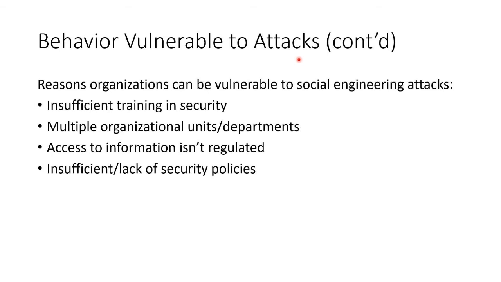Organizations are vulnerable to social engineering attack mostly because of insufficient training. That's the biggest one. You've not trained people to spot a scam and to respond properly, or you've not trained people to resist being pressured or to escalate properly. When you have multiple organizational units and departments and people don't know each other, we can take advantage of that. Or maybe there's no control over the access to information, or maybe there isn't good security policy, or it's not well understood.